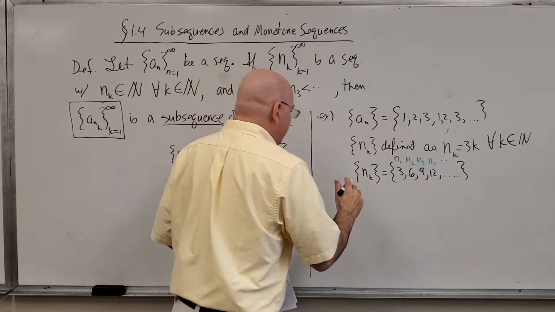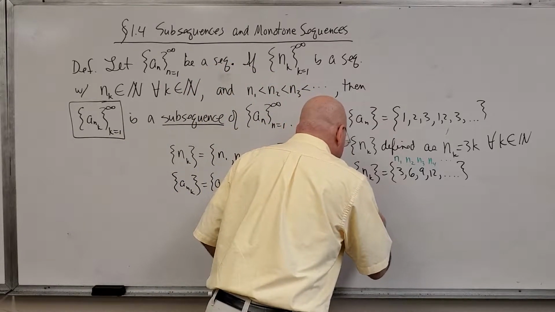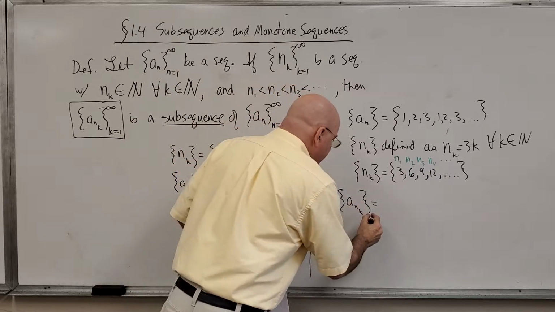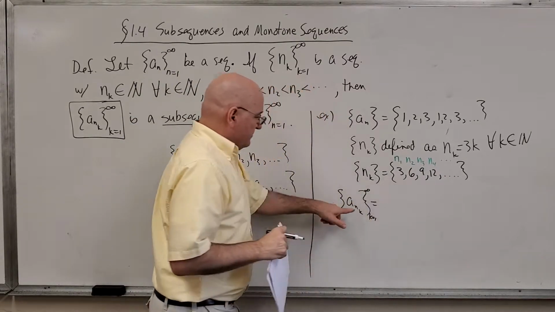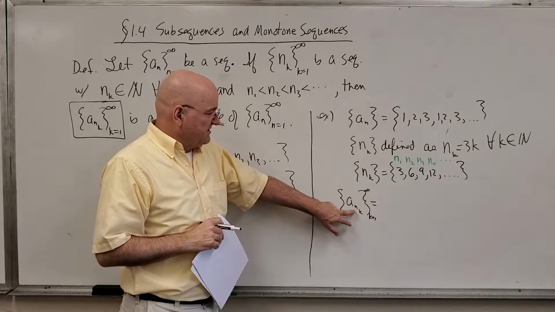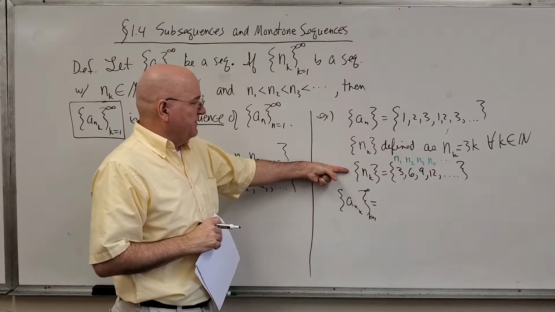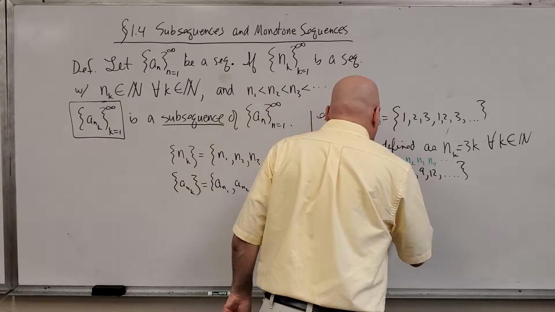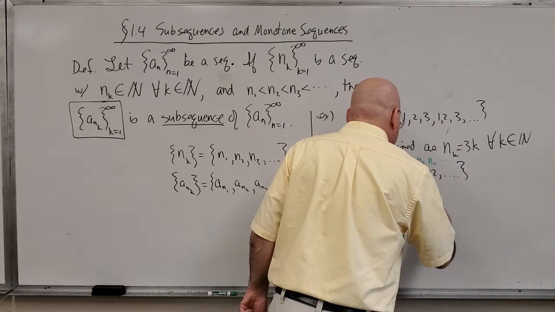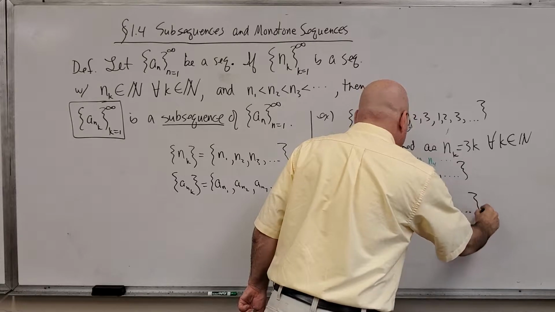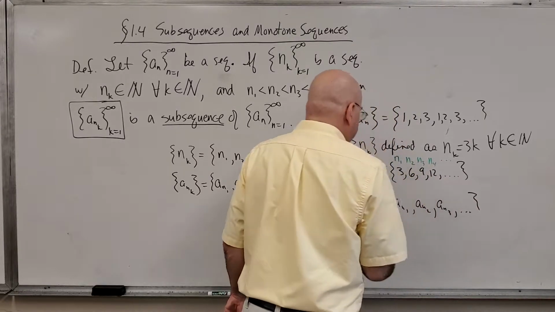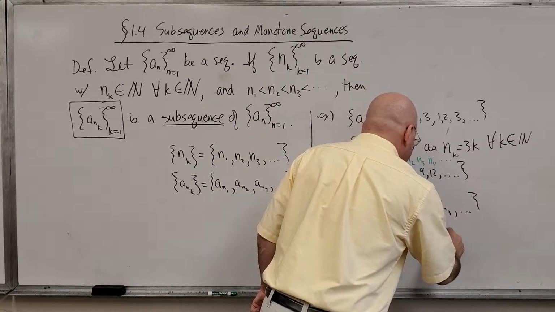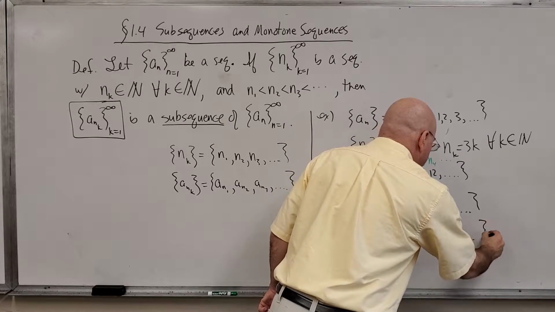So now let's look at our subsequence, a_{n_k}. And remember, it's k going from 1 to infinity. We're not indexing on n here, we're indexing on the k. It's going to be n1, n2, n3, which we get from here. So what's that subsequence going to look like? Well, a_{n1}, a_{n2}, a_{n3}, dot, dot, dot. So that's going to be a3, a6, a9, a12, and so on.